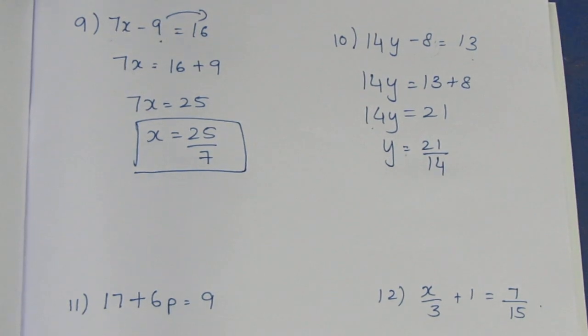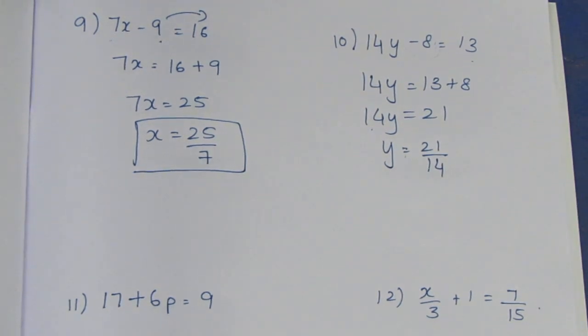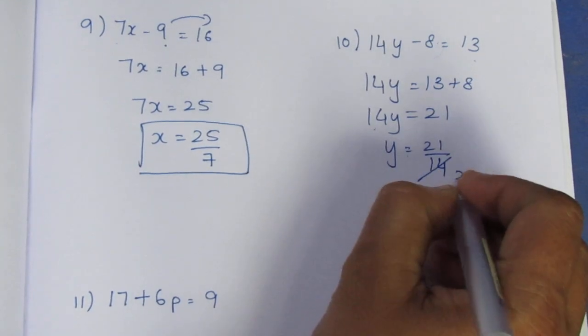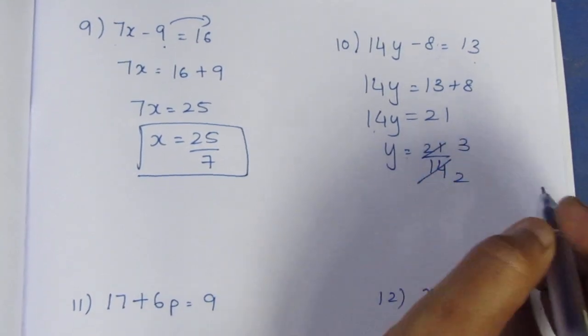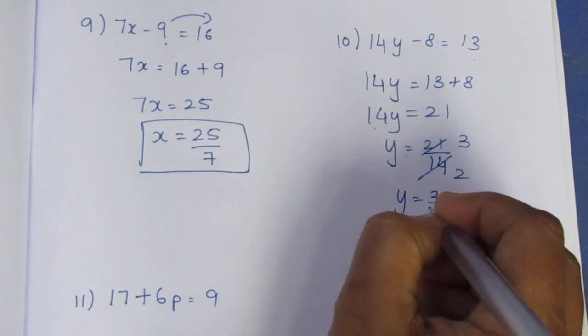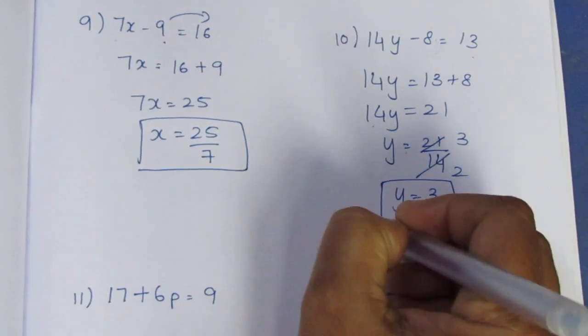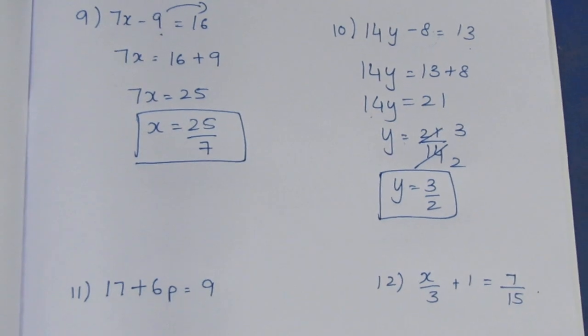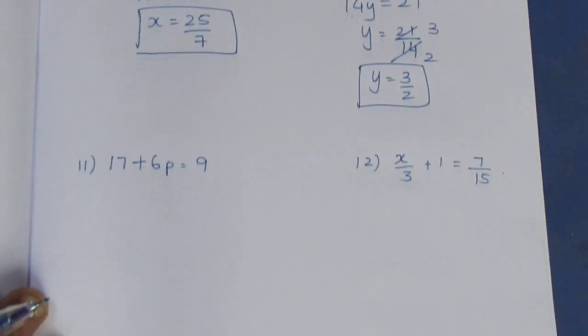We can't leave the sum as it is, because you will not get full marks. We need to check if these two numbers go in any of the tables, and we know that they go in the 7 tables. If it goes in any of the tables, we should write only in the simplest form. So it goes in the 7 tables, which means 7 2s are 14, 7 3s are 21, so y is equal to 3 by 2 will be your final answer for the sum. So 3 by 2 is your final answer.